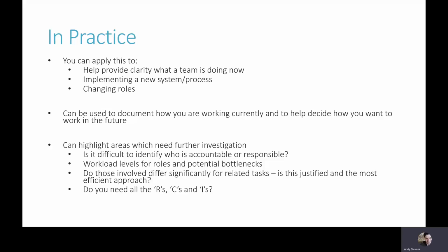So that's what I'm covering in part 2. You've had an example and you've had some ideas of how you can use that in practice.